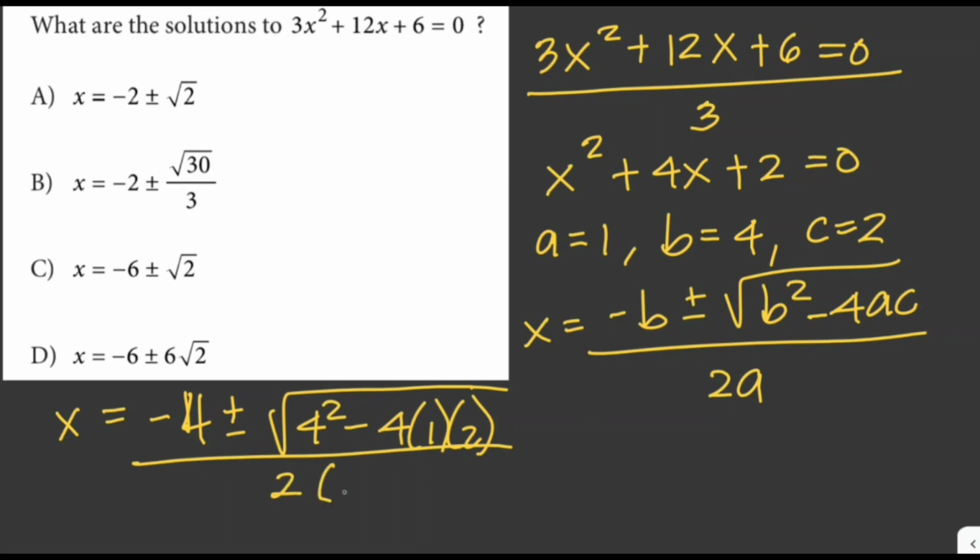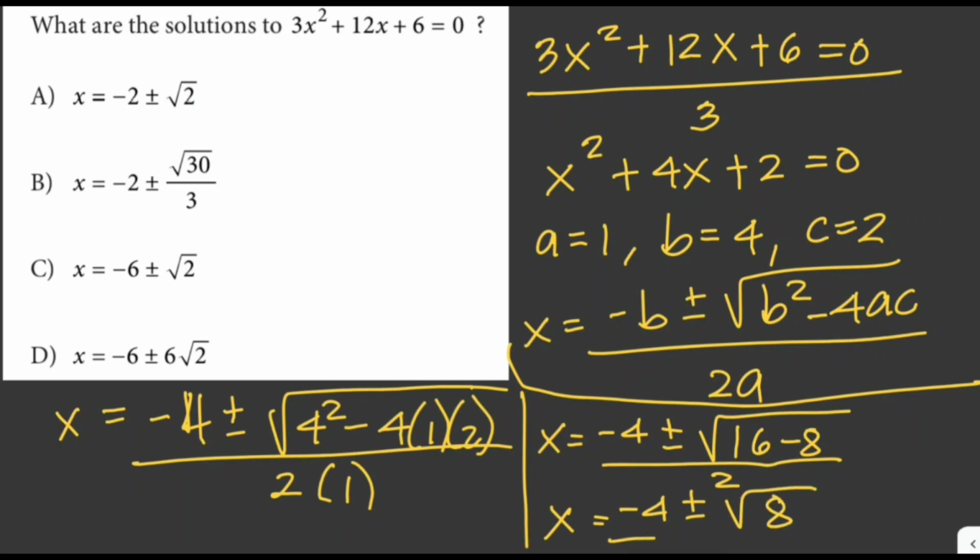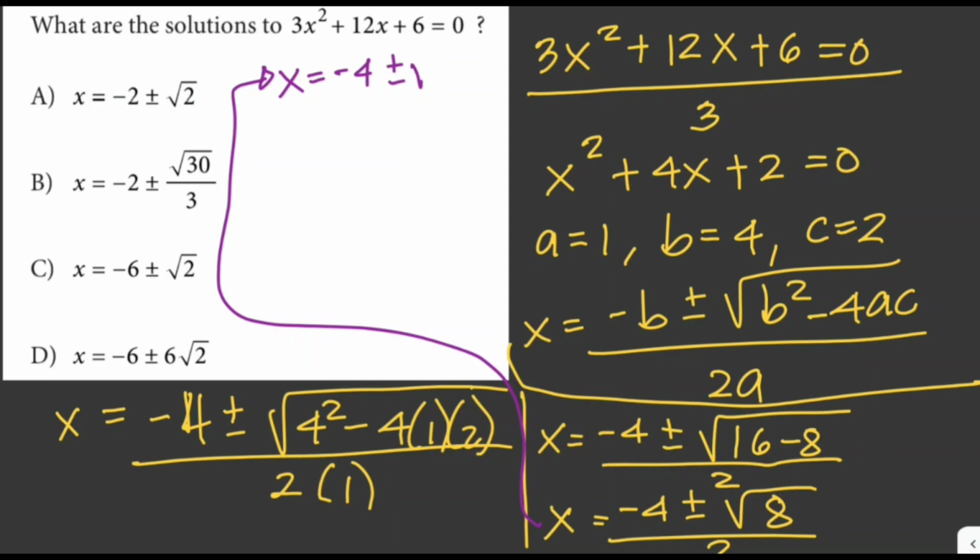over 2 times 1. So that is x equals negative 4 plus minus square root of 16 minus 8 over 2. This is just equal to negative 4 plus minus square root of 16 minus 8, which is 8, over 2. And we can write 8 as 4 times 2, so that is x equals negative 4 plus minus square root of 4 times 2 over 2. So this is x equals, and 4 here is a perfect square, so square root of 4 is just 2.